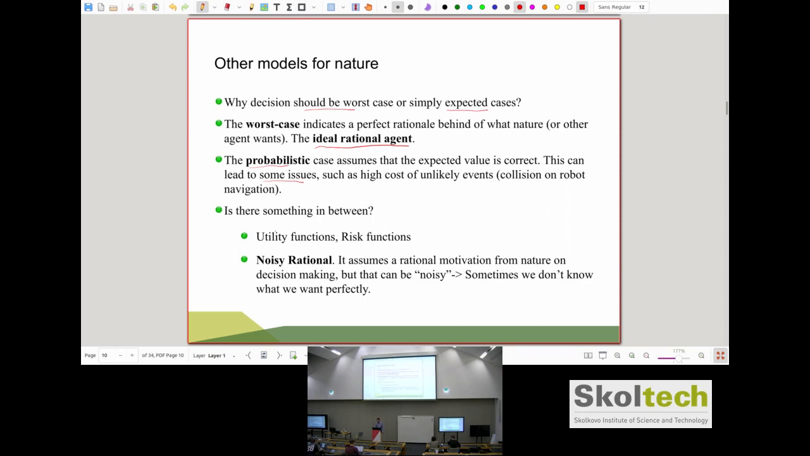Okay, is there something in between? It's either so naive that you just take a distribution and apply it, or the other option is having worst case. Well, this is the discussion that we have now. We could also be defining utility functions, or we could be defining risk functions. It's just a way of weighting rewards with their likelihood, okay?